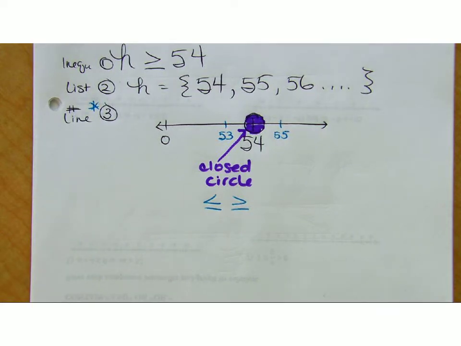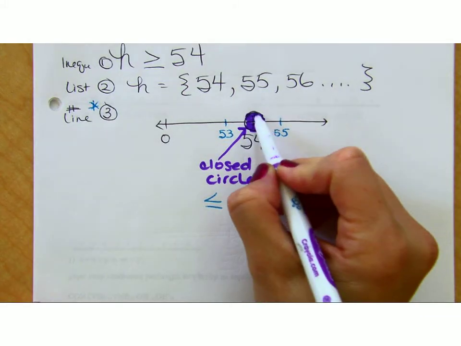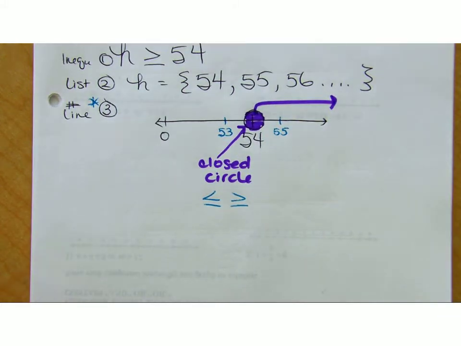So the last thing I'm about to do is take an arrow and shade to the left of 54 or to the right of 54. Well, where are these numbers greater than 54? Left or right? Right. So, you can come up above it. Sometimes you'll see it right on the number line. Up and above is fine too.